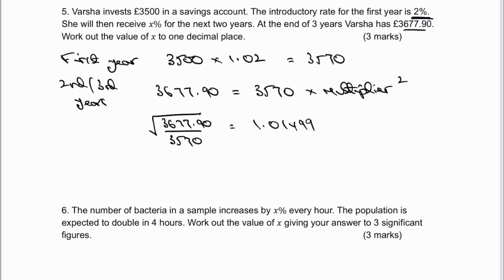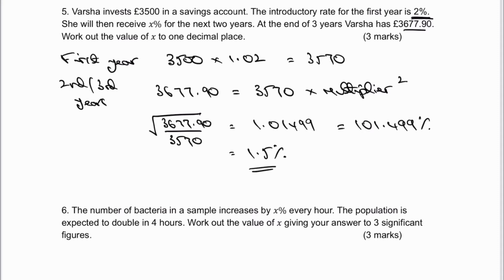1.01499. Now again, as I mentioned before, this is the decimal equivalent, so it's actually 101.499%. I'll just write that out. So it's 101.499%. So to one decimal place, the actual value of x, or the interest that she's going to get, is going to be 1.5%, and that would be the answer to that particular question.